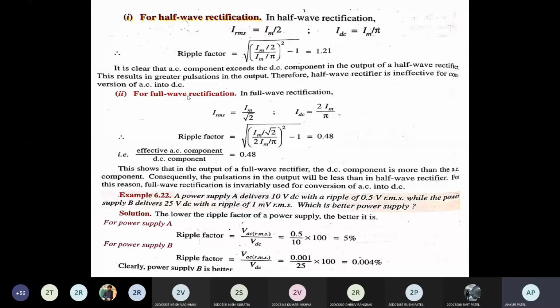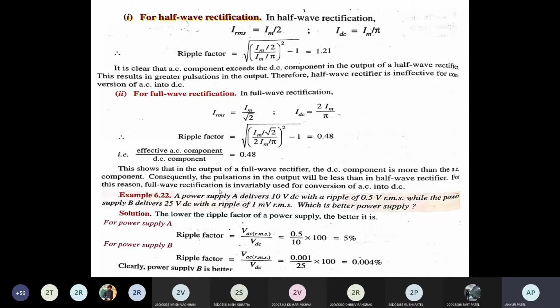For full wave rectification, we know I_RMS is equal to Im by root 2 and I_DC is equal to 2 Im by pi. Substituting in the equation of ripple factor, we get 0.48 ripple factor. This shows that in the output of full wave rectifier, the DC component is more than the AC component. Consequently, the pulsation in the output will be less than in half wave rectifier. For this reason, full wave rectification is invariably used for conversion of AC into DC.